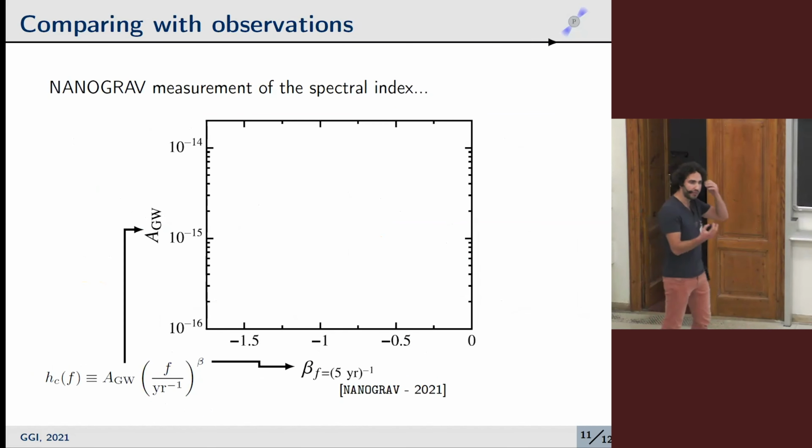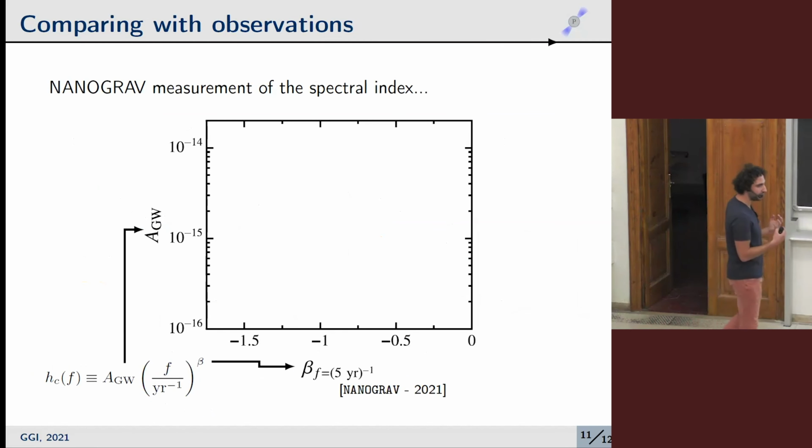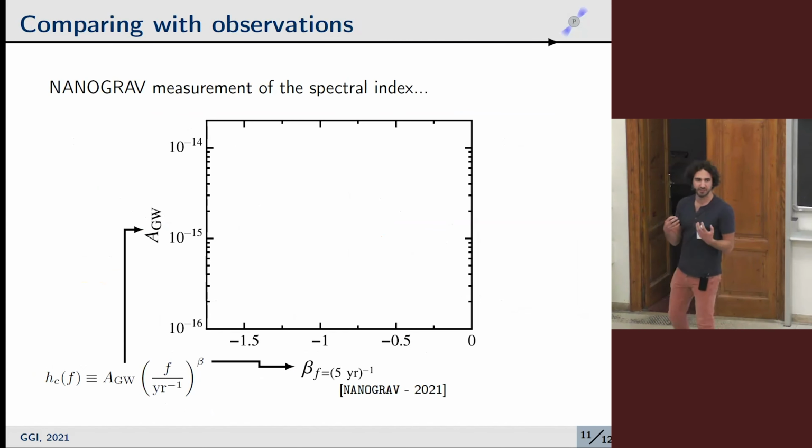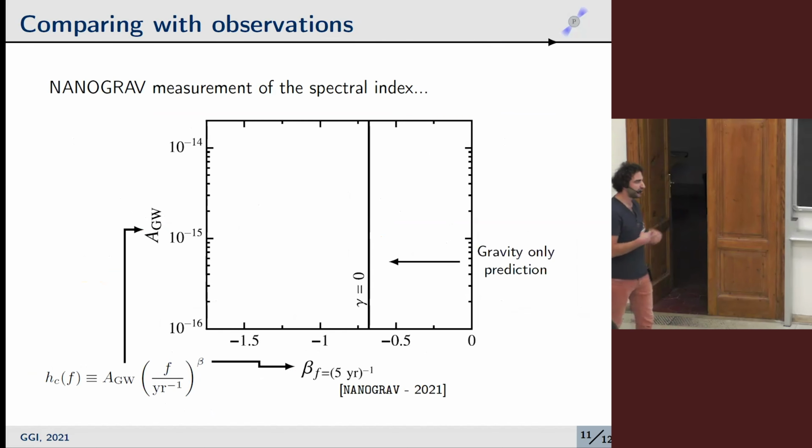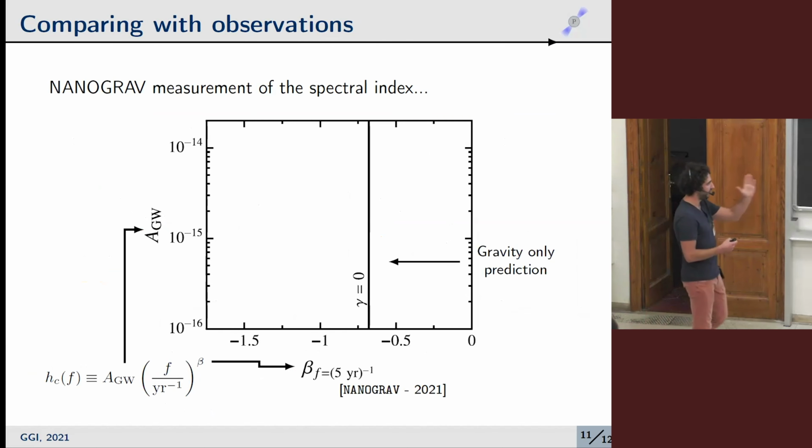Now, we can compare to the observations because NANOGrav also produced for us a value for what they find is the best fit amplitude as well as index. So they were also doing an analysis where they float the index of this power law. That's given by what's shown here: amplitude on the vertical and the index on the horizontal. Now, if you have a gravity-only case, you have a straight line here. This is the prediction for gamma equal to 0 at minus 2/3.